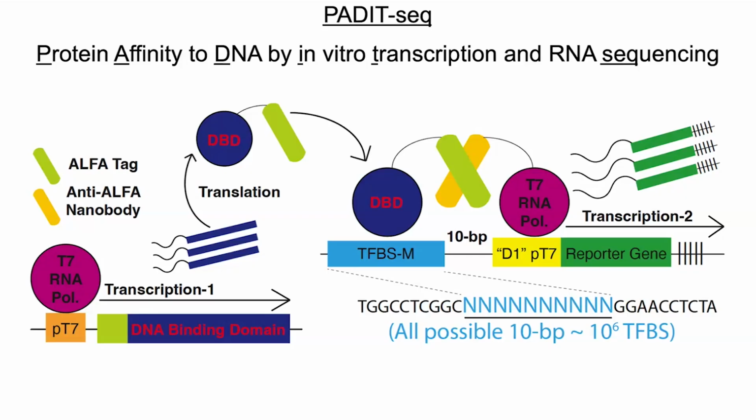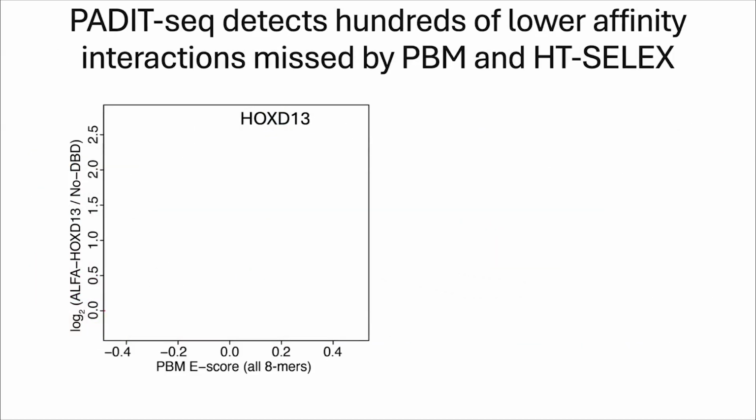After the in vitro transcription and translation reaction is complete, I purify the reporter genes and sequence the barcodes. The number of times I see a barcode tells me how strongly the transcription factor binding site was occupied by the DBD. In order to benchmark PADIT-seq, I compared it to PBM E-scores, which is shown on the x-axis here. PBM E-scores rank order the DNA binding preference of a transcription factor to all possible 8 base pair DNA sequences. In this case, I'm showing you the data for HOXD13, which is a homeodomain.